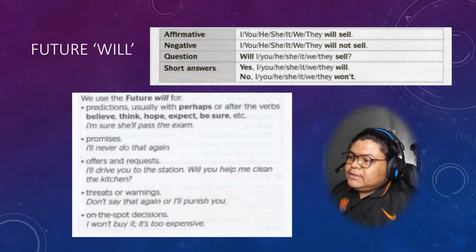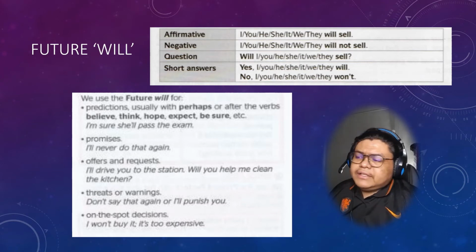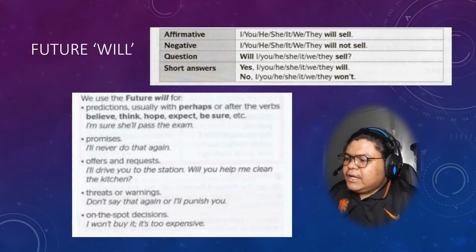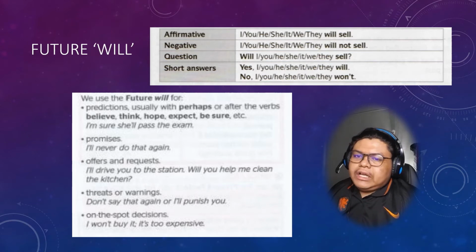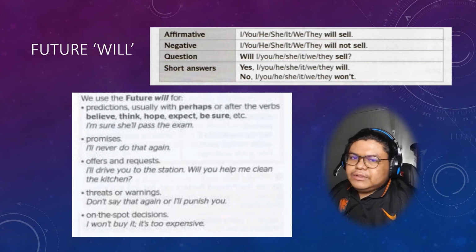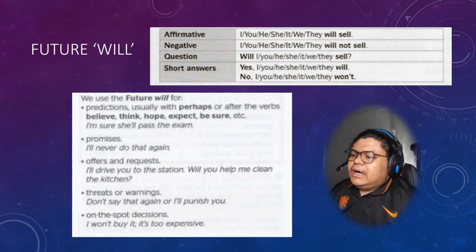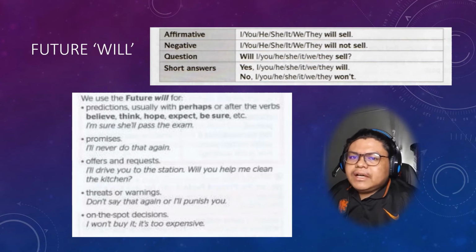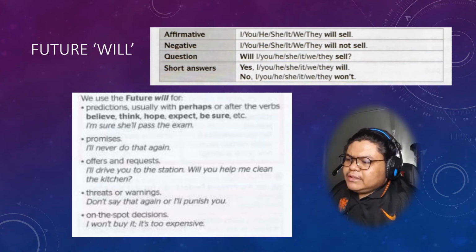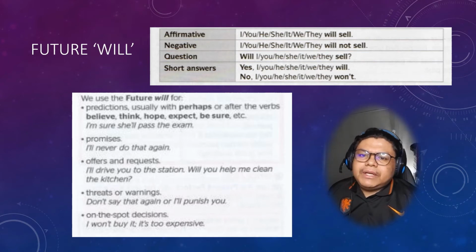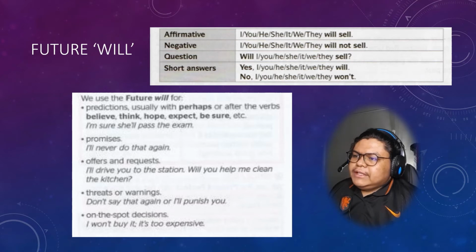Another function of future will is making threats or warning. Contohnya kat sini, don't say that again, or I'll punish you. Ataupun kalau pernah tengok cerita Taken, ada satu scene yang dia cakap dekat telefon orang jahat tu, dia kata, I will find you, and I will kill you, contohnya. So that is making a threat. Giving a warning can sometimes be, orang kata kita boleh tukar-tukar lah. Cumanya mungkin threats ni lebih kepada ancaman. Kalau warning ni memberi satu amaran.